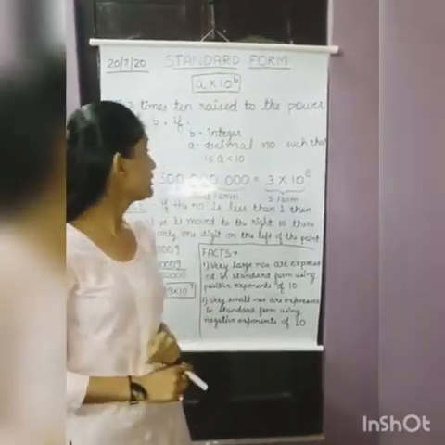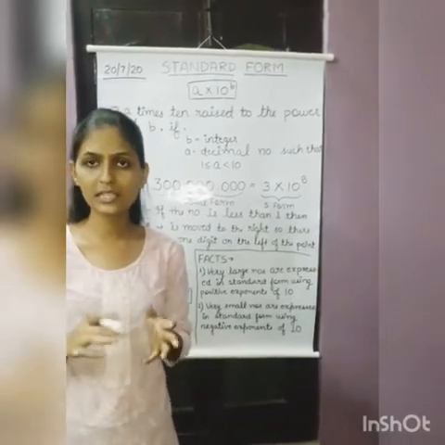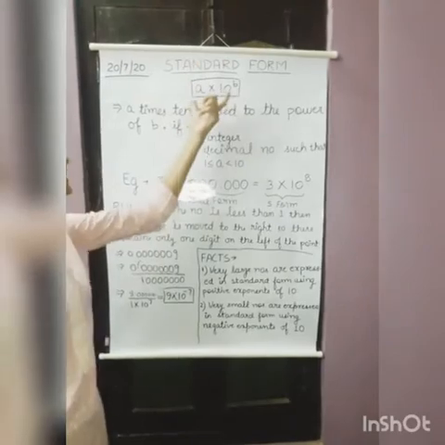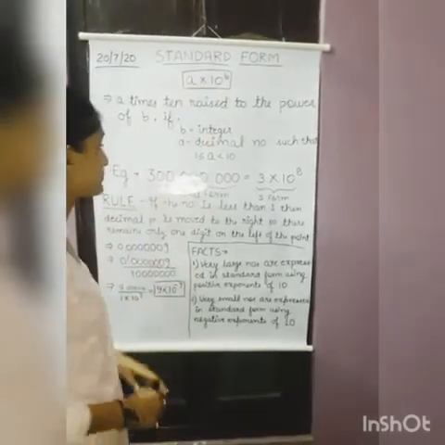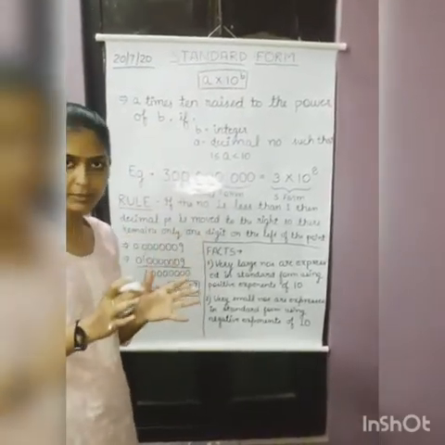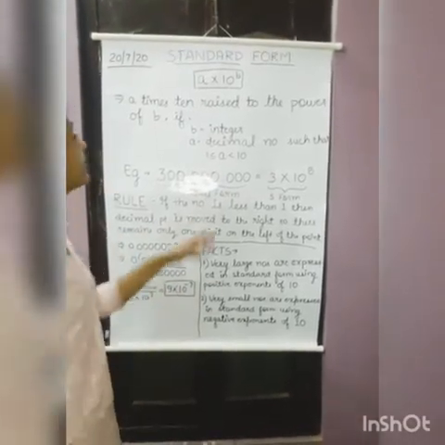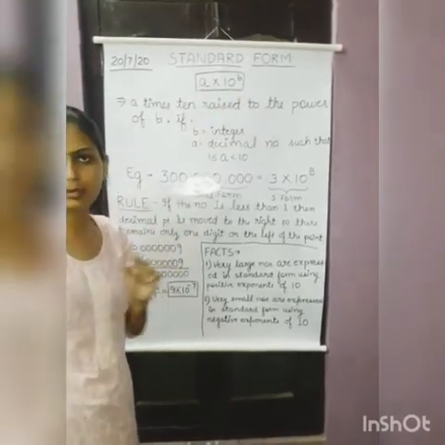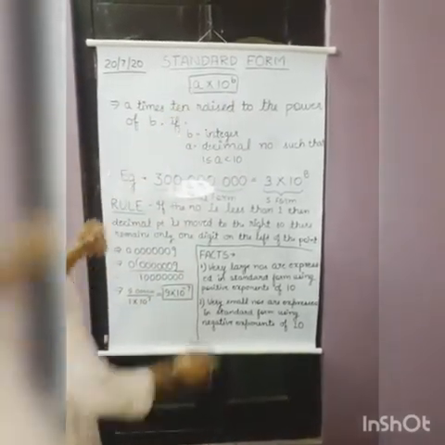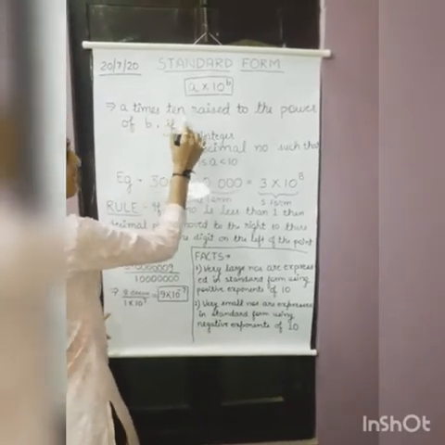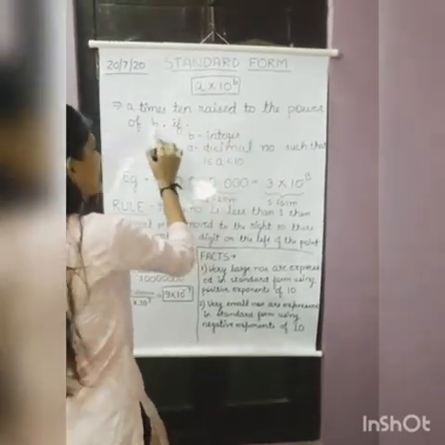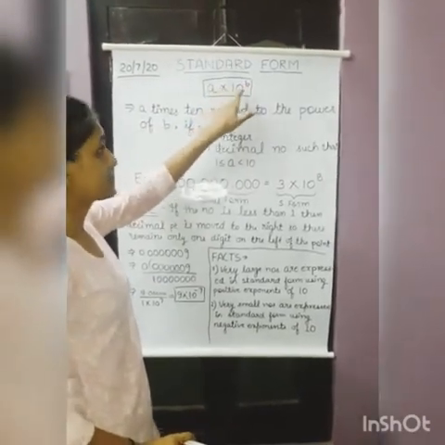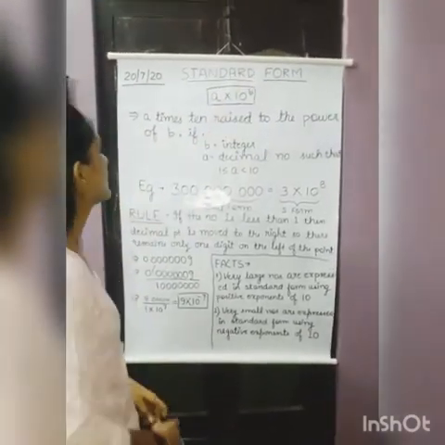Now, how will we convert the usual numbers into standard form? By using this method. This is the basic standard form of numbers. If we are given any number, and any means any number, we can convert that number into this form, and this form will be the standard form of numbers. What is written over here? A times 10 raised to the power of b.